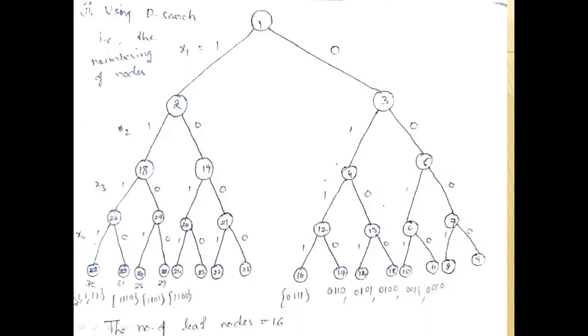The 30th node represents 1111. The 31st node represents 11110. The 28th node represents 1101. The 29th node represents 1100. So in total, 16 leaf nodes represent 16 possible solutions.